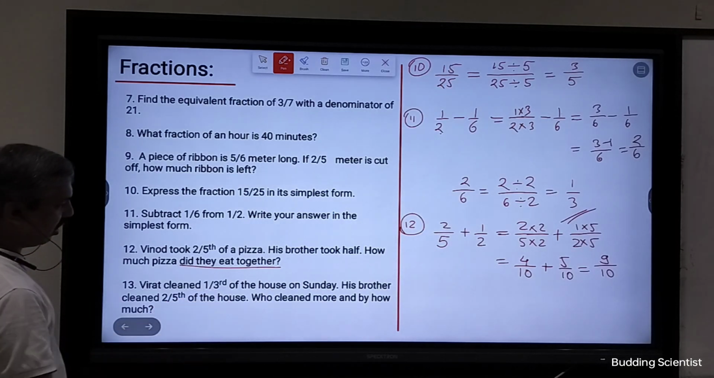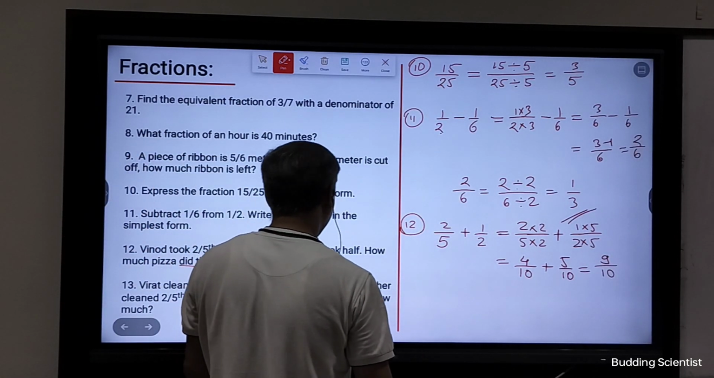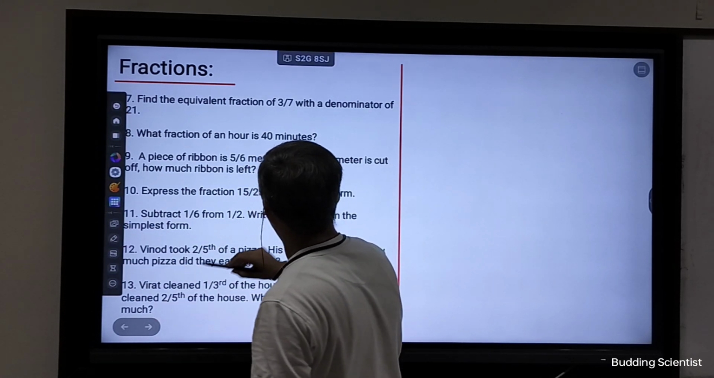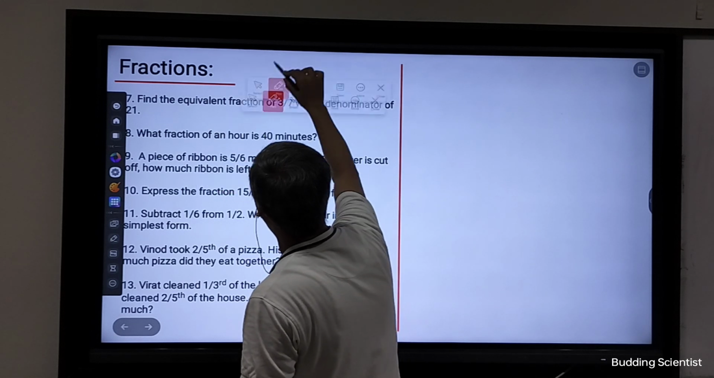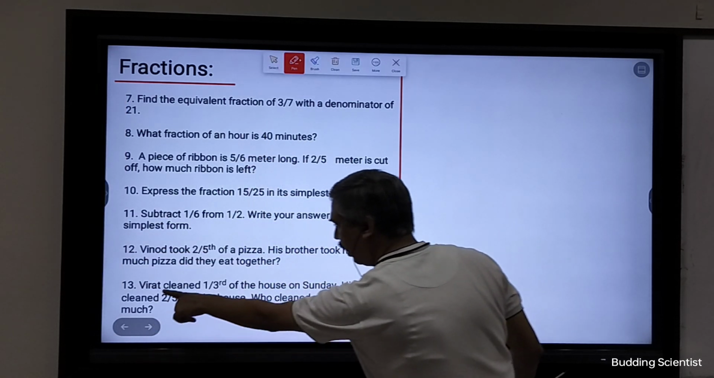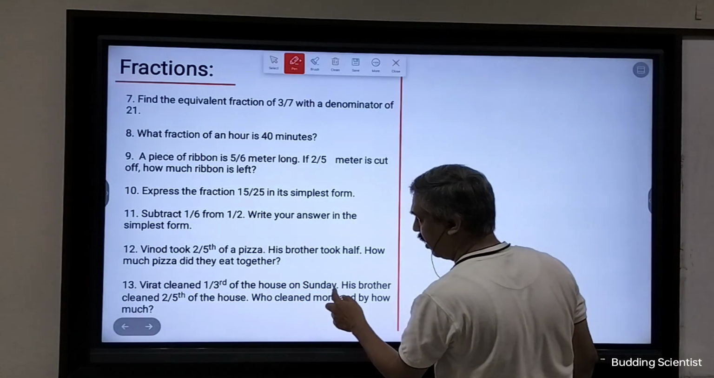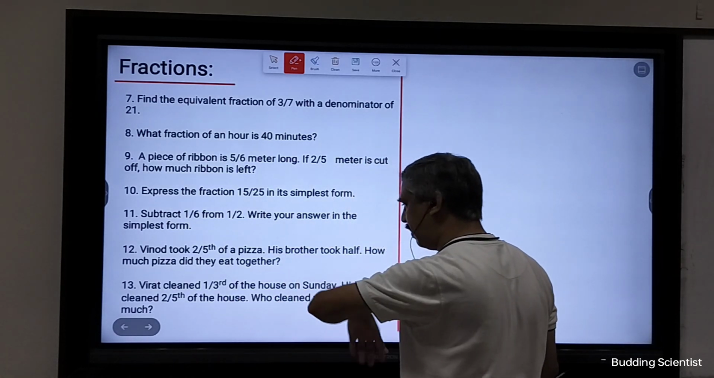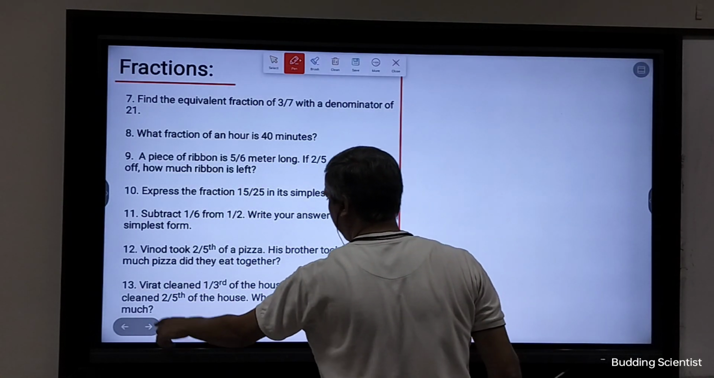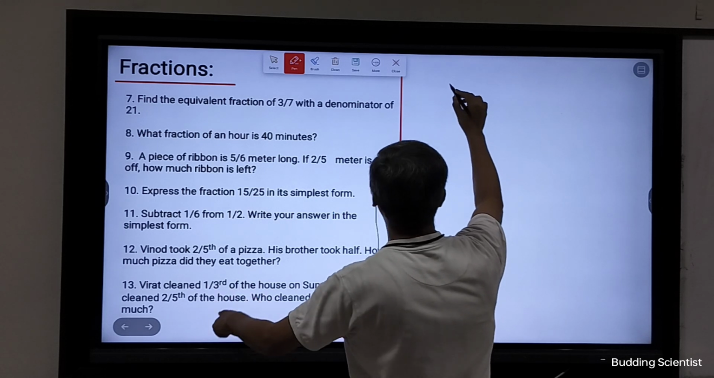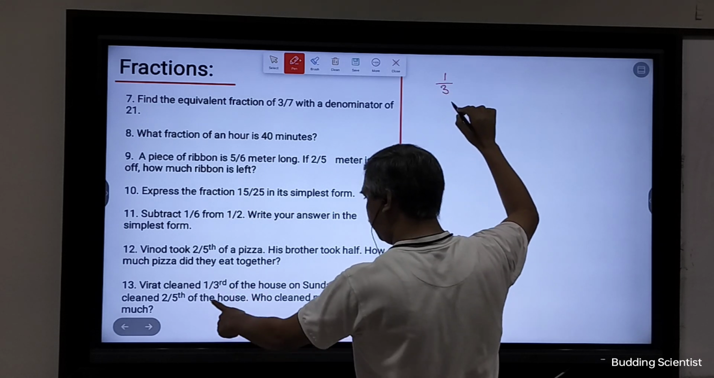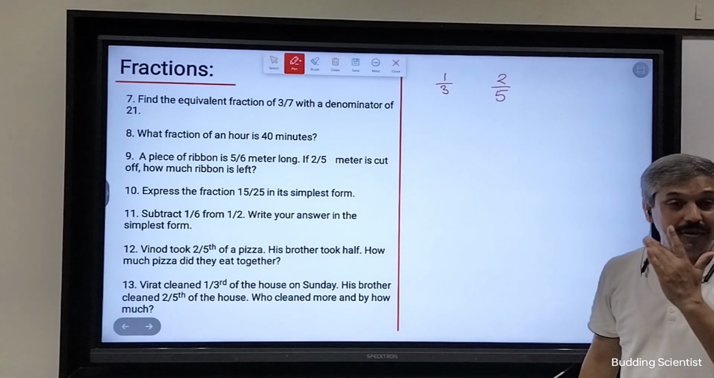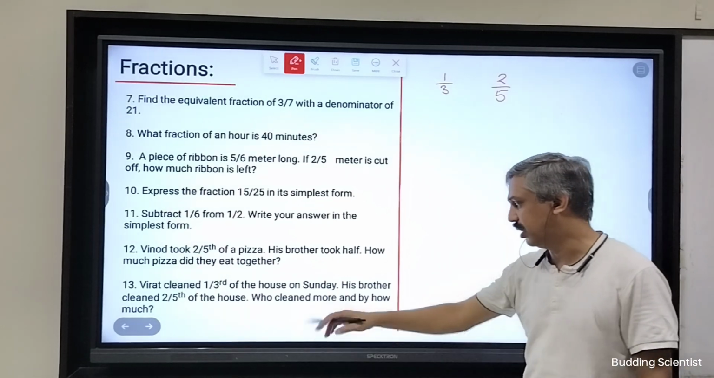Virat cleaned 1/3 of his house on Sunday. And then his brother, yeah, okay. Virat cleaned 1/3 of the house on Sunday. His brother cleaned 2/5 of the house on some other day. Who cleaned more and by how much? So this is 1 by 3 and this is 2 by 5. We are asked who cleaned more, and we are asked to find out the difference. By how much? The margin.